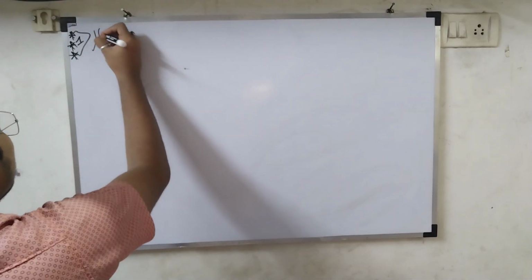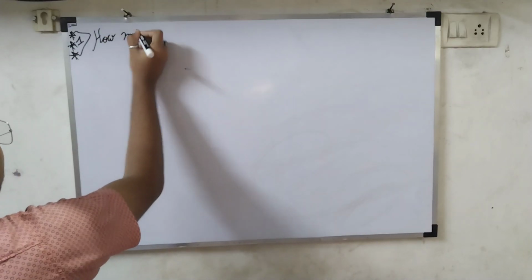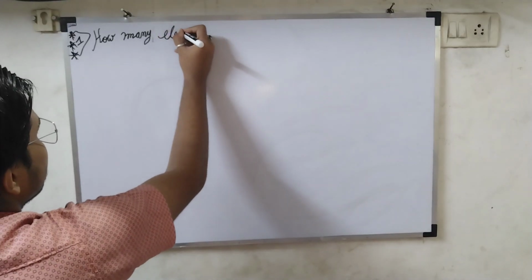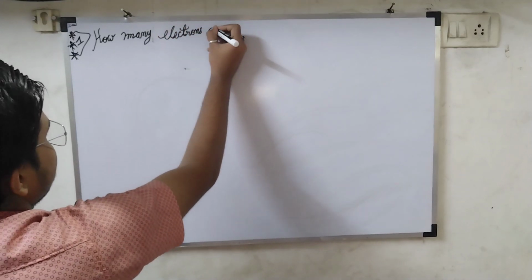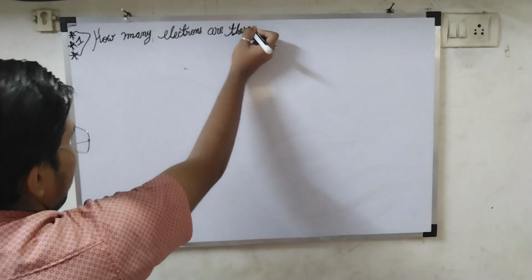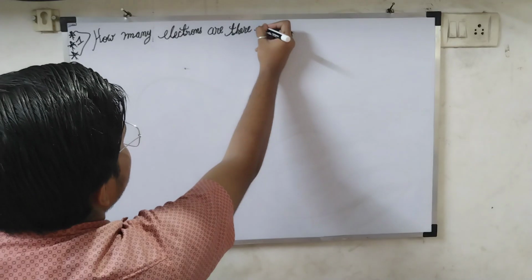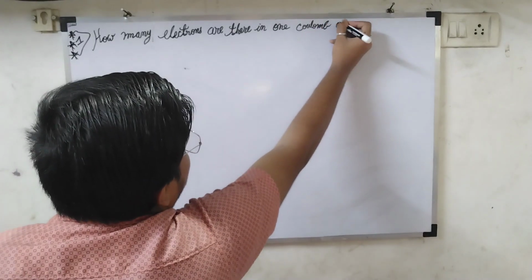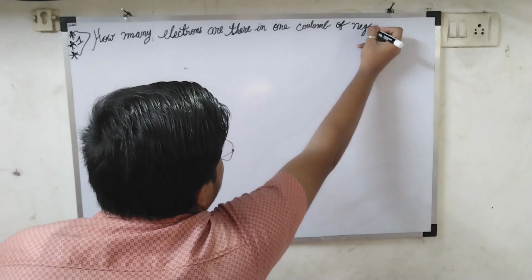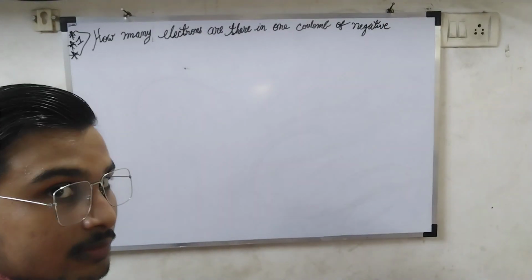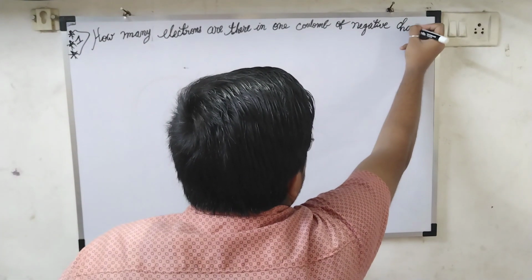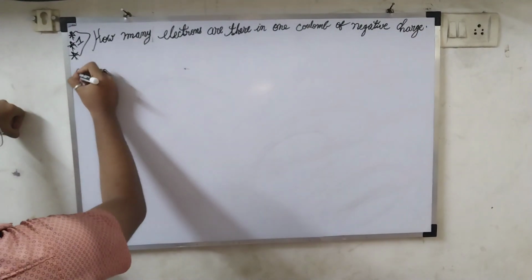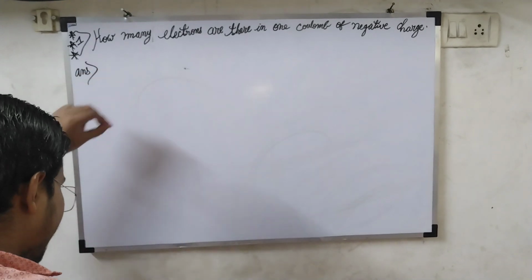How many electrons are there in 1 coulomb of negative charge? This is the answer. Please write it down properly.